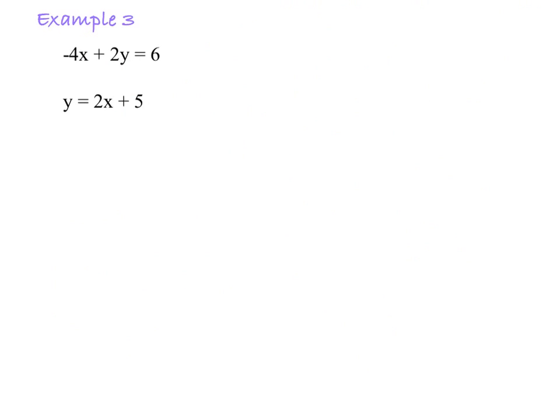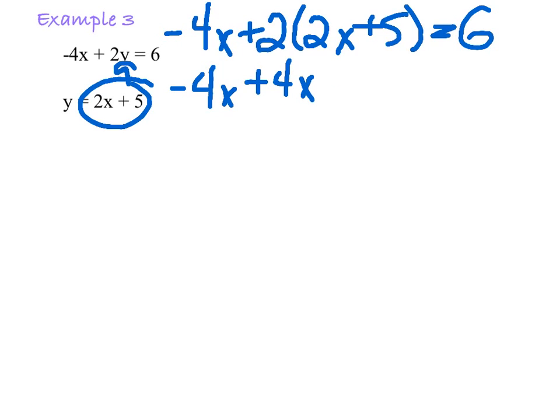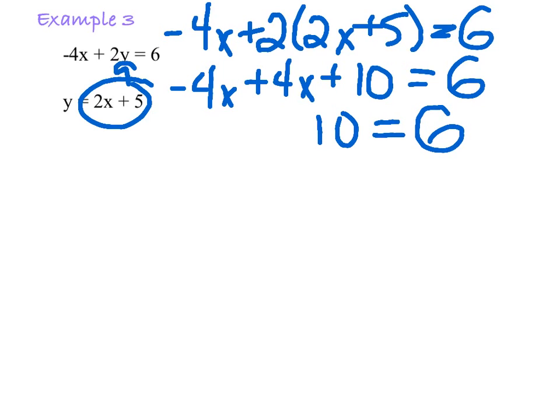Here's our next example. One variable has already been isolated, so I'm going to go ahead and substitute that information into the other equation. Just like our previous example, I'm going to use the distributive property. Distribute out that 2. I'm going to combine like terms. Now in this situation I have a -4x plus a positive 4x. That's going to cancel out my x's. So I don't have any x's left. So on this side of the equation I am just left with 10. The other side of the equation I just have that 6.